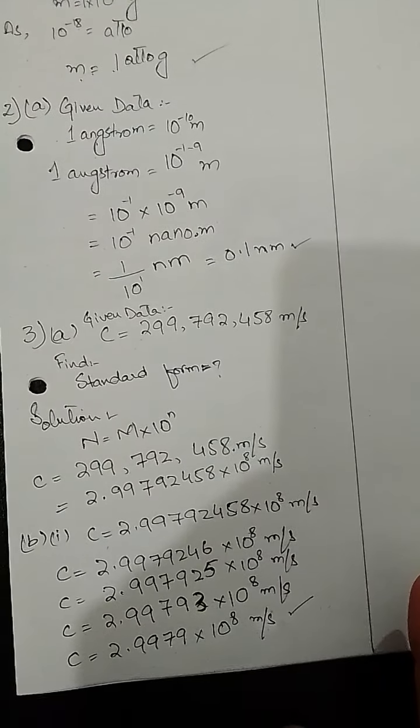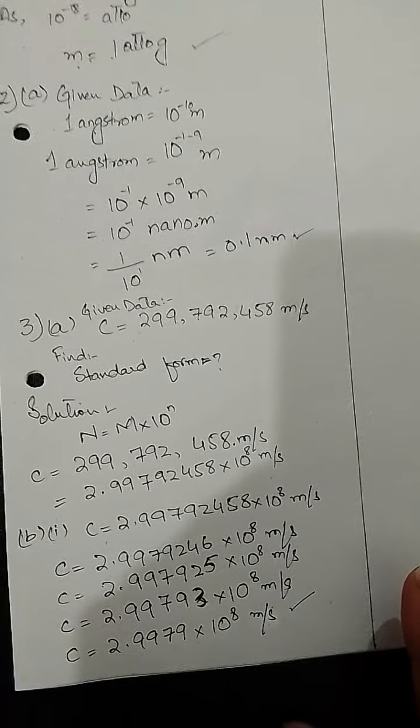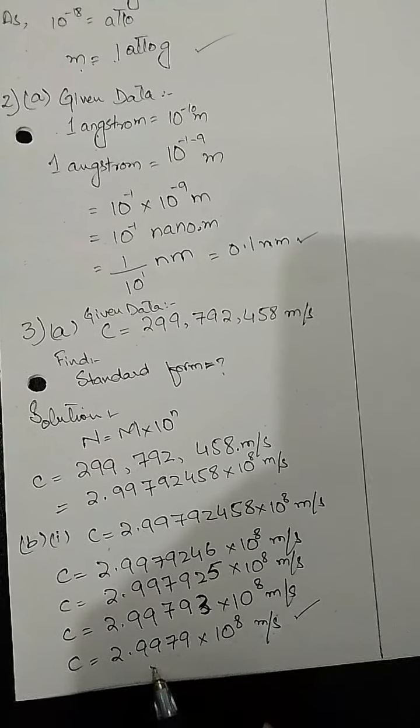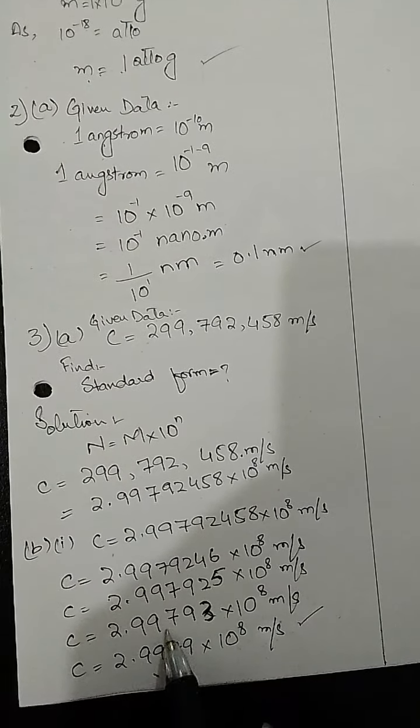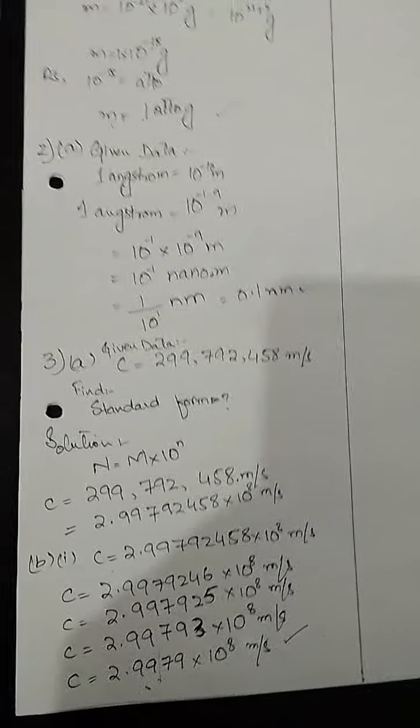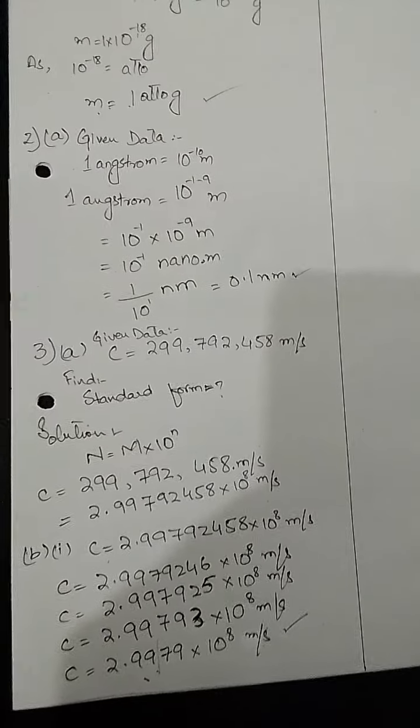And for the second part of section B, you will have to reduce this number again up to 3 significant figures, just up to this number, right? So you have to do this on your own.